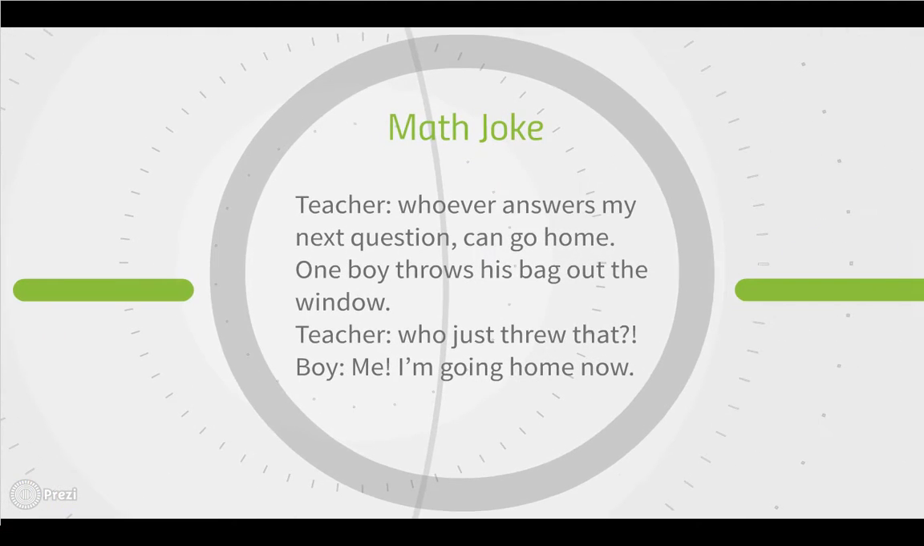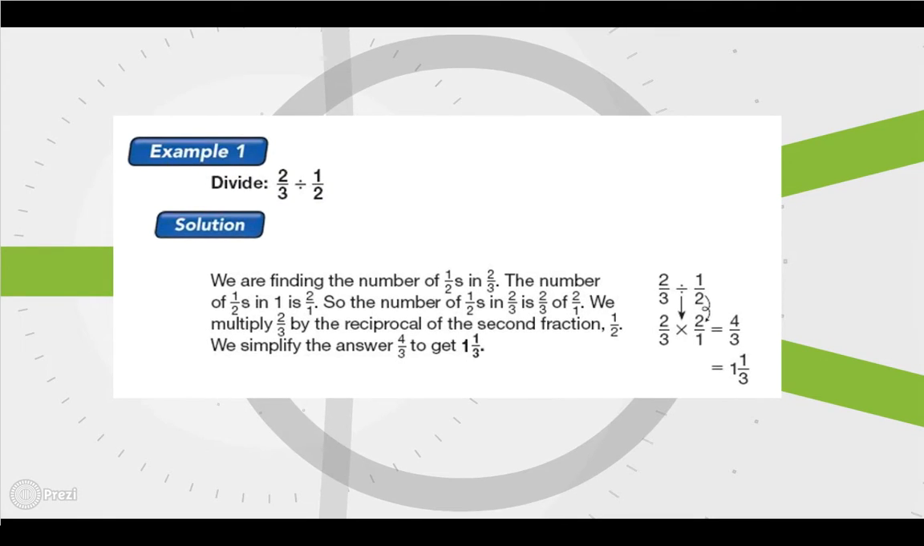Here's your math joke. The teacher says, whoever answers my question can go home. And so one boy throws his bag out the window. And the teacher yells, who just threw that? And then the boy says, me. I'm going home now. All right. Not really a math joke, but a school joke.